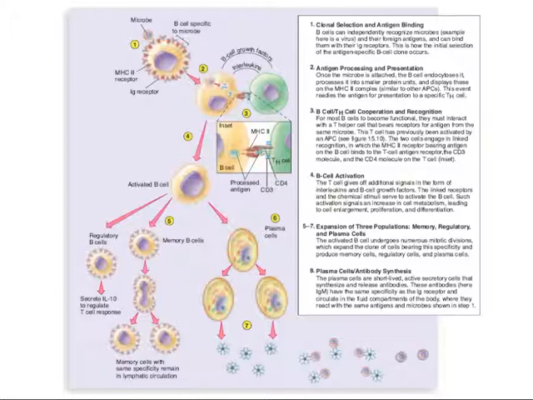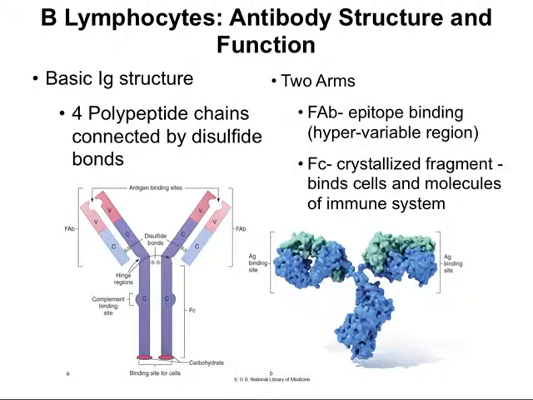Now that we understand the B cell response, let's take a closer look at the antibody structure and function, or immunoglobulin structure. Keep in mind that immunoglobulins are both receptors on B cells as well as the free antibodies that circulate through the body compartments. The basic Ig structure, as we've explored, is 4 polypeptide chains. These 4 polypeptide chains are connected by disulfide bridges, so they have a very strong attachment to each other.